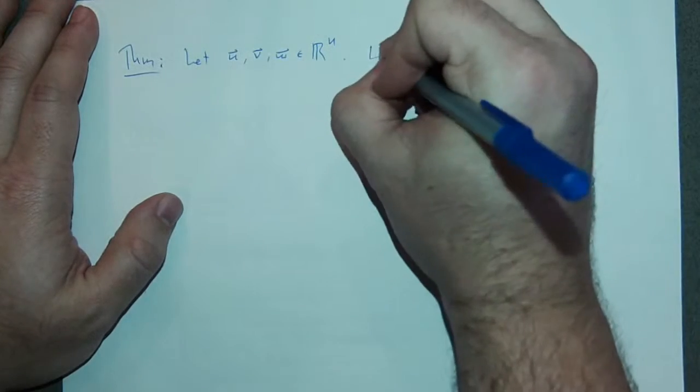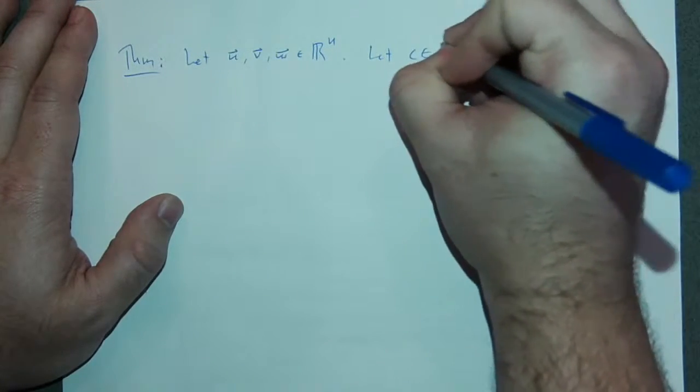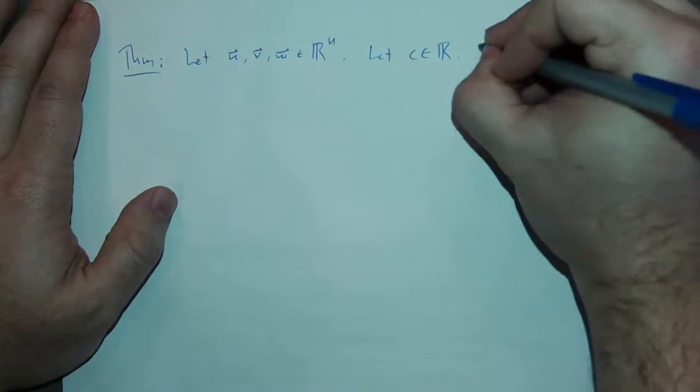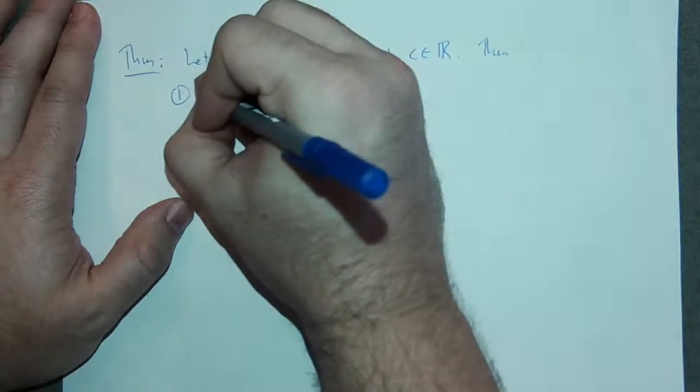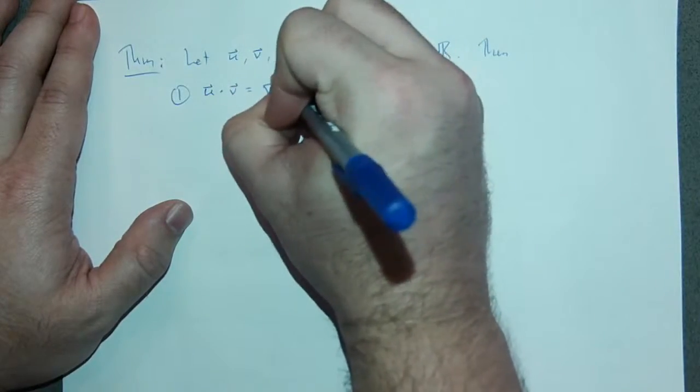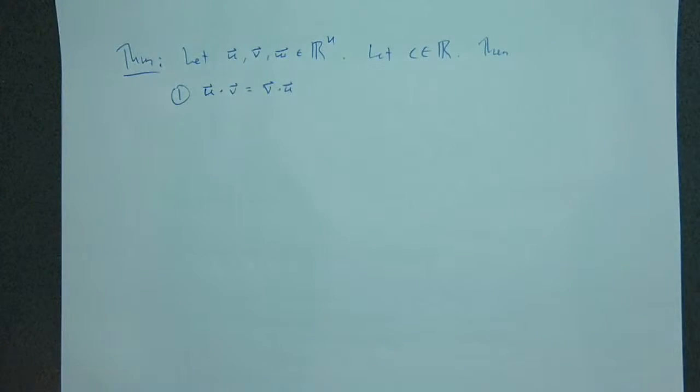Okay, let c be a scalar. All right, so c is just an R. So then a couple of things. So one, the dot product is commutative. So it doesn't matter in what order you do the dot product. Okay.